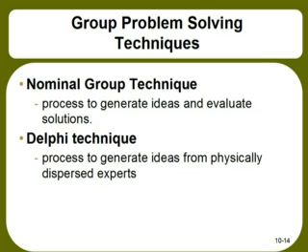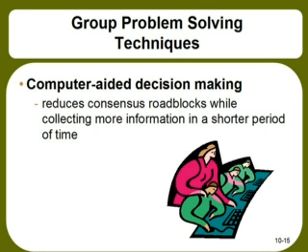In addition to brainstorming, the nominal group technique and the Delphi technique are also used to generate ideas. In the nominal group technique, the goal is to generate ideas and evaluate solutions. But unlike brainstorming, group members do not interact with one another during the process, but instead record their ideas individually and then combine them later. The Delphi technique is a group process that anonymously generates ideas or judgments from geographically dispersed experts.